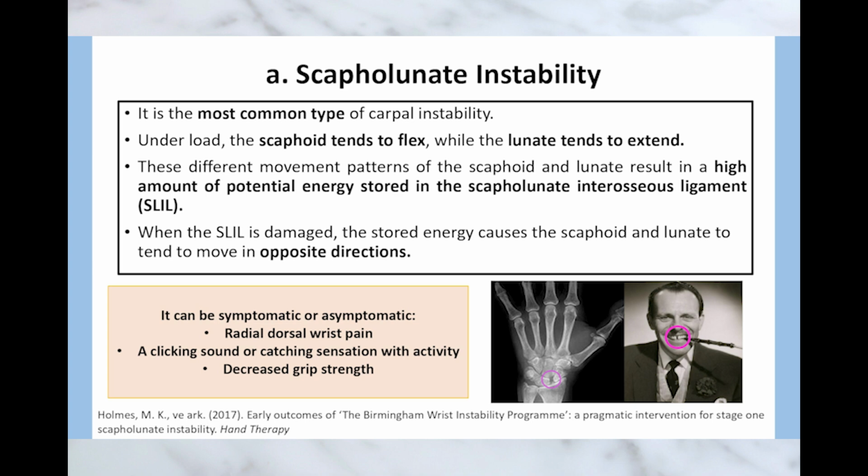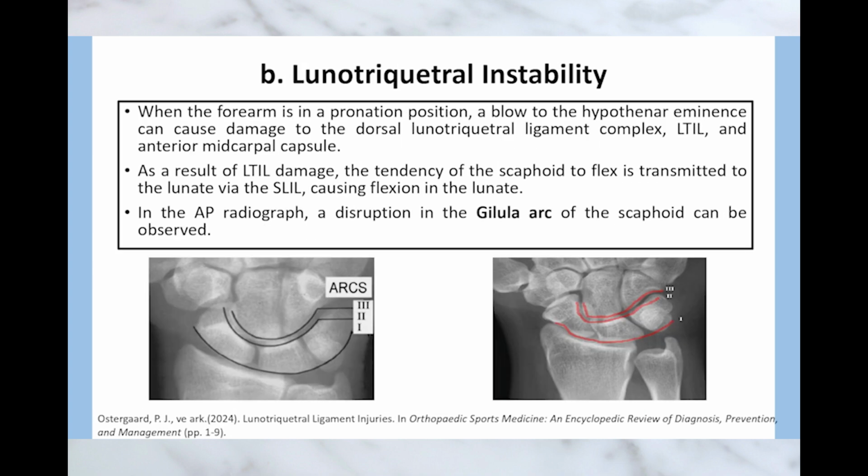Okay, so what about the other important ligament in CID, the lunotriquetral? What happens when that one gets injured? So lunotriquetral instability, a lot of times it's from a direct blow or trauma to that part of your palm below your pinky, the hypothenar region, especially when your wrist is turned palm down, pronated. And when the LTIL is damaged, the scaphoid's natural tendency to flex affects the lunate more than it should.